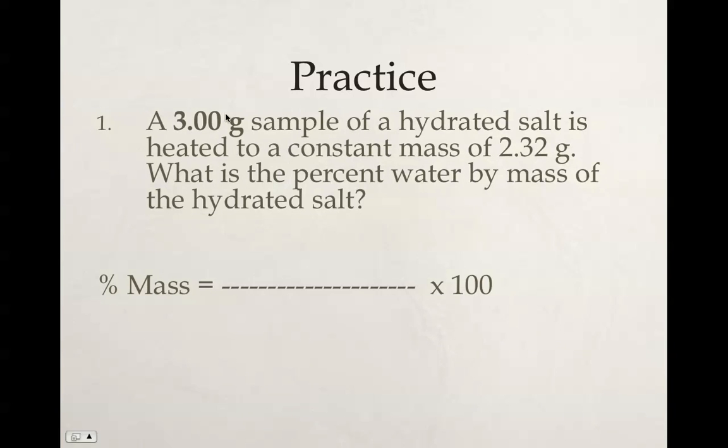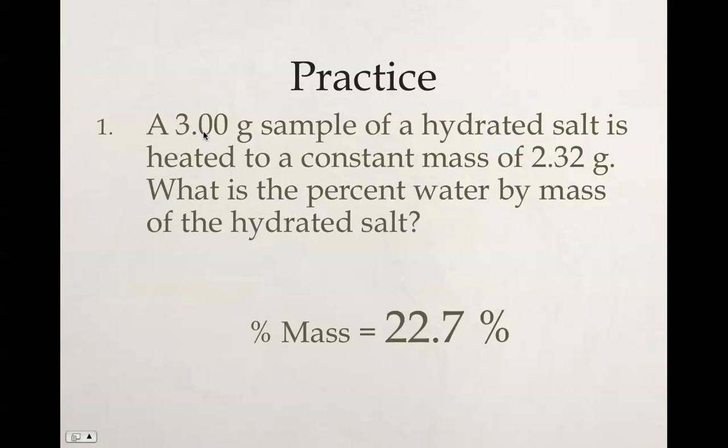And then our whole is always going to be what we started with when the water was still with the salt. So we have the mass of our water over the total mass of the sample. We plug in the 0.68 grams that we calculated before, and our whole is going to be 3 grams, which is the hydrated salt that we started with before heating. And then solving it, we get the percent water by mass is 22.7%.